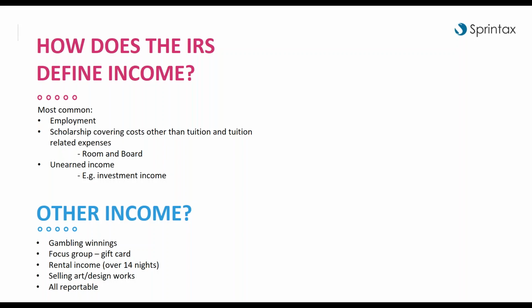Rental income over 14 nights. So the threshold is 14 nights. So if you have an Airbnb or a room that you have on Airbnb and you have rented that out for more than 14 nights, you should expect to receive an income document from Airbnb with information on that rental. And then finally, we have selling art or design work. Again, anything that you've earned as income in the US will be taxable.